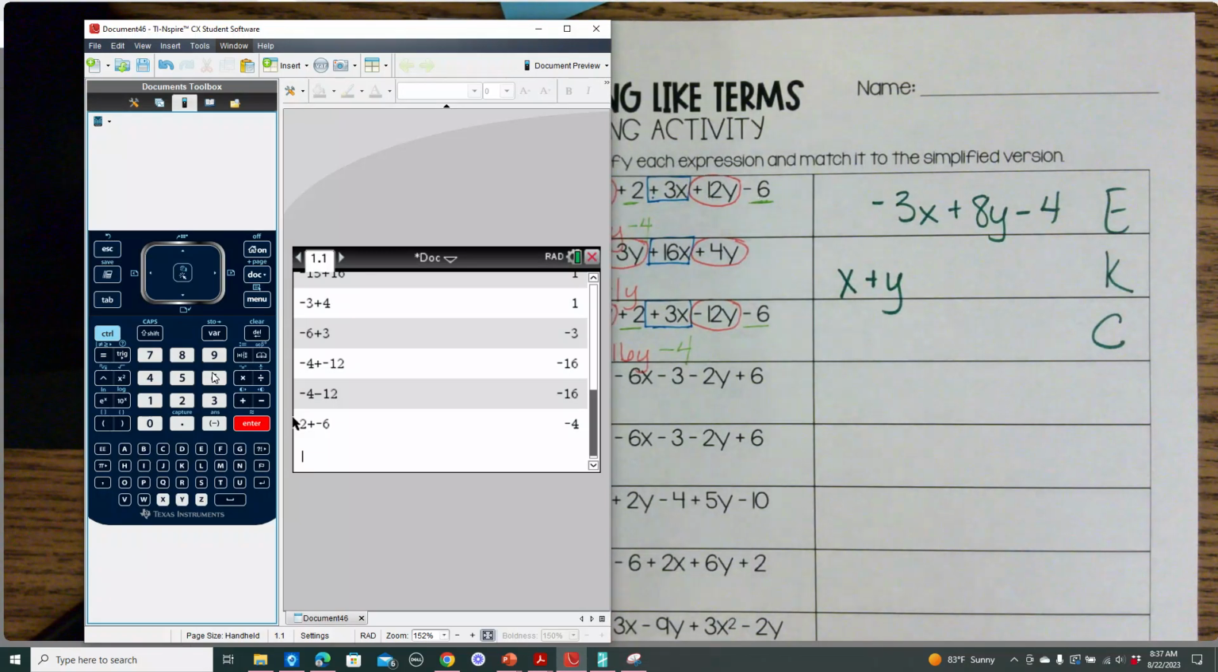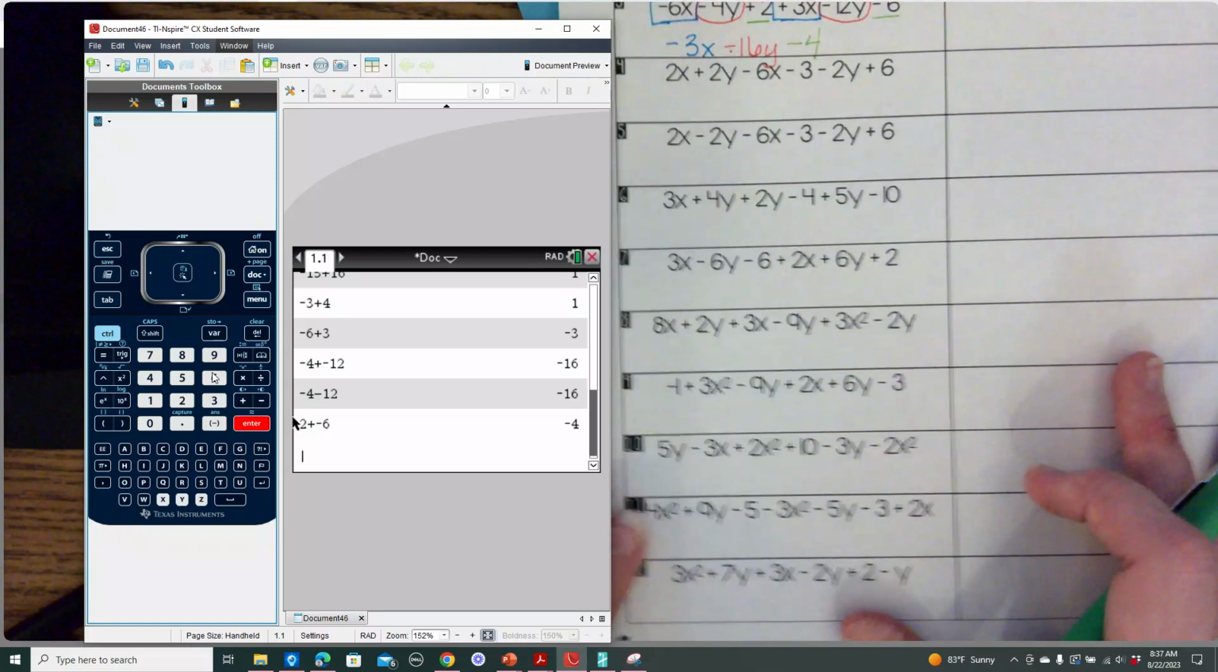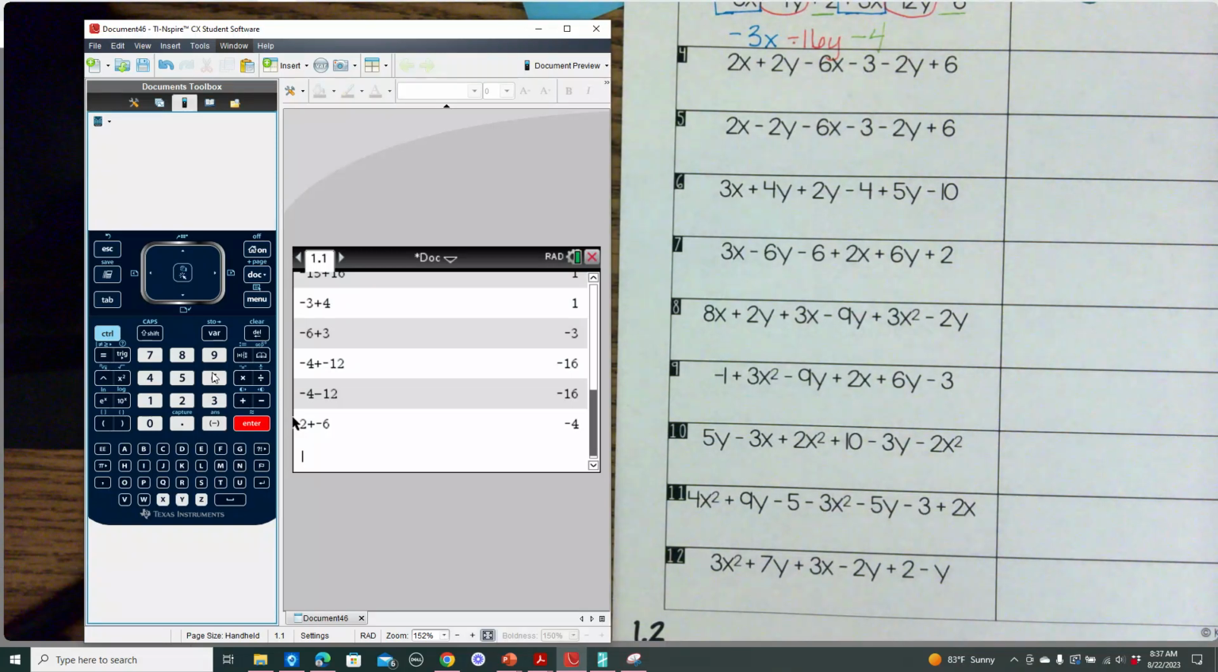Sorry, you can't see those. And then from here, I'm going to jump all the way down to the bottom. Okay. So at the very bottom, I'm going to go to number 10.